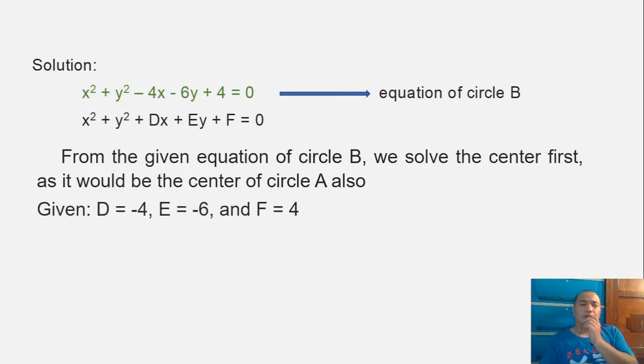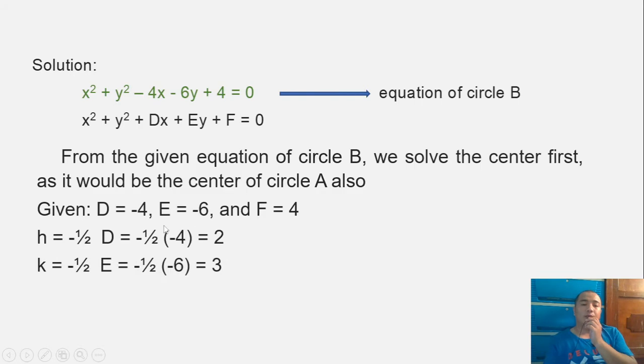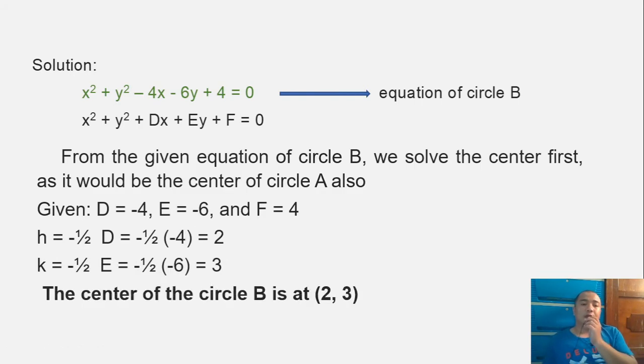So given d is negative 4, e is negative 6, f is 4, from the equation. We know the formula for h is negative 1/2 d, for k is negative 1/2 e. So for h, what's the value? Negative 1/2 of negative 4 is positive 2. For k, negative 1/2 of negative 6 is positive 3. Therefore the center of circle B is at (2, 3). So it follows that the center of circle A is also at (2, 3).